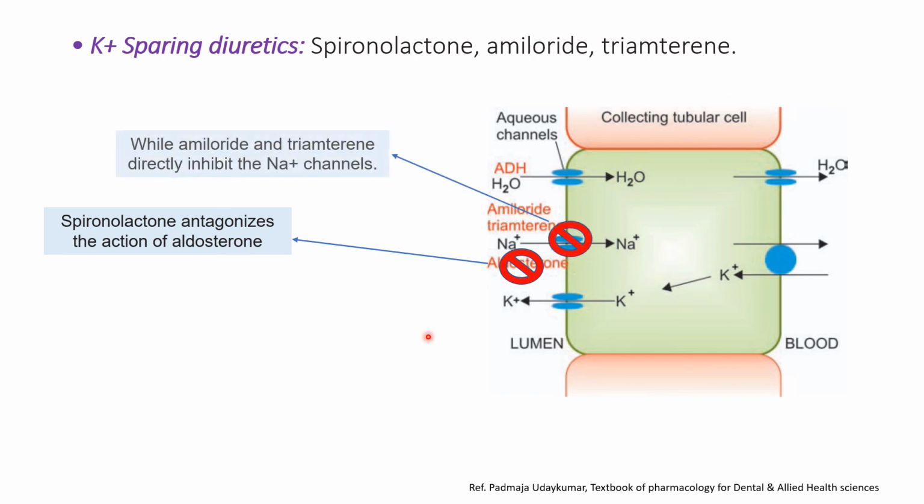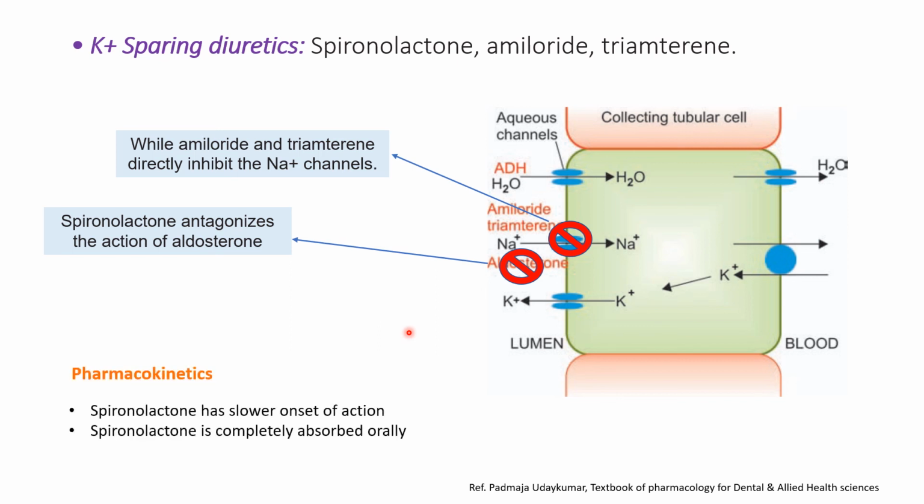Then we have other drugs like amiloride and triamterene. These two drugs directly inhibit the sodium channel, and ultimately this leads to the excretion of sodium, and whenever there is excretion of sodium, water is also excreted, and ultimately the blood volume is reduced, leading to a reduction in blood pressure. Regarding pharmacokinetics, spironolactone has a slower onset of action.